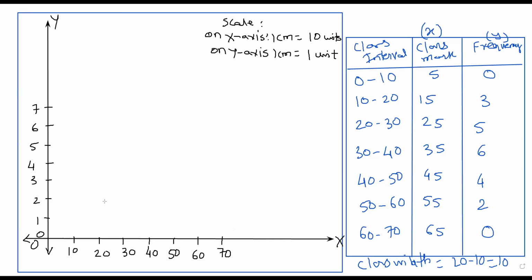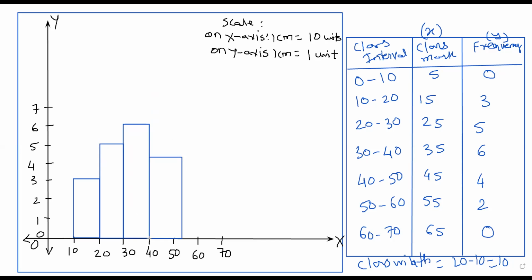Okay. So can you construct the histogram? 10 to 20 is how much? 3, right? So draw a rectangle for 3. What will be 20 to 30? 5. 30 to 40? 6. 40 to 50? 4. 50 to 60, 2. And 60 to 70, nothing, 0. You don't have to mark anything. So this is your histogram basically.